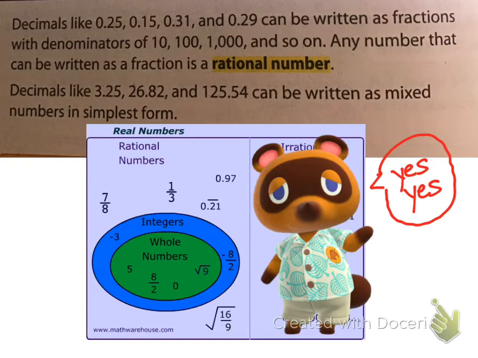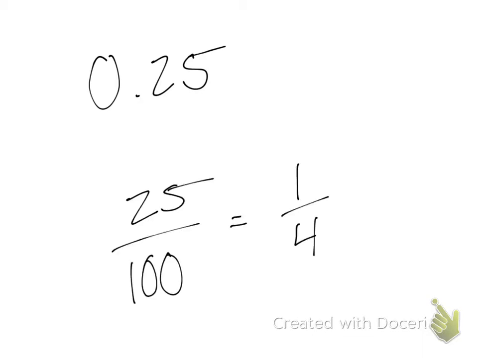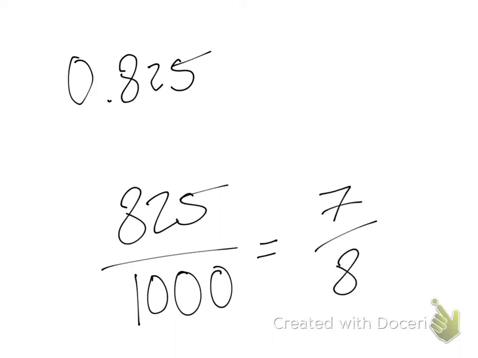So like I said, a rational number is any number that can be written as a fraction. For example, 0.25. I was able to write that as 25/100, which also simplified to 1/4. If I had something like 0.825, I'm able to write that as 825 over, and who can tell me what the denominator would be? What is it, Lennox? 1,000, because this is in the thousandths place, the furthest right. Exactly. And then again, I could simplify it. I believe that it simplifies to 7/8. I may be wrong here, but don't take my word for it.